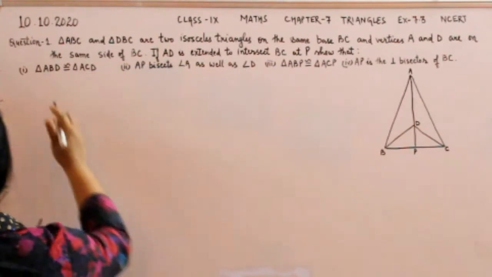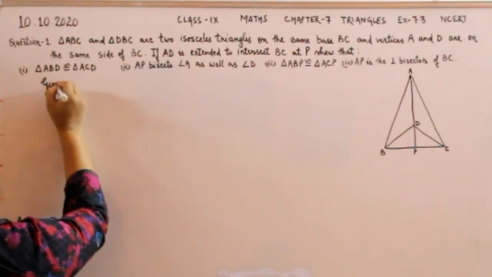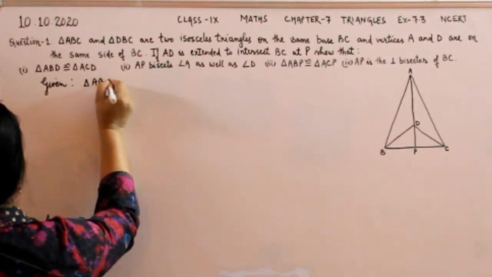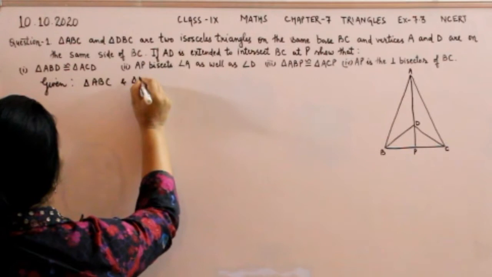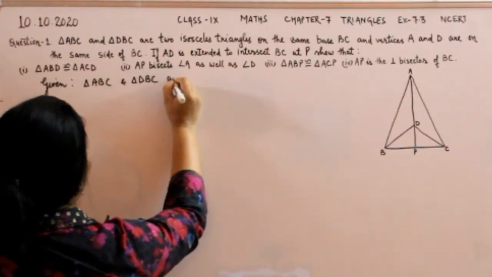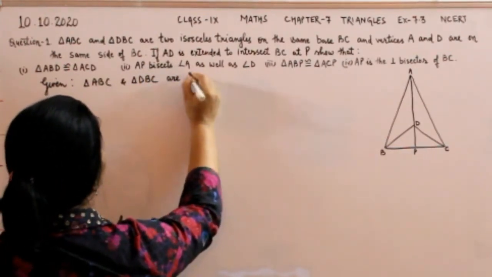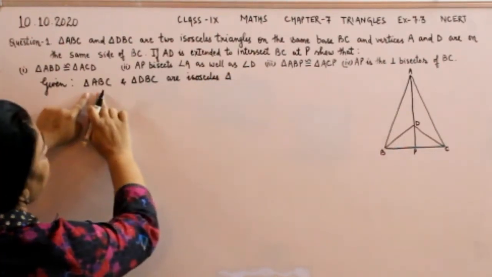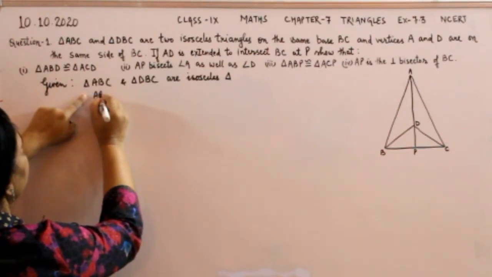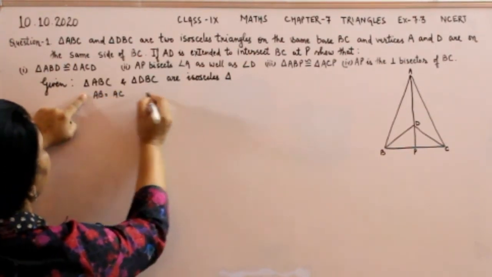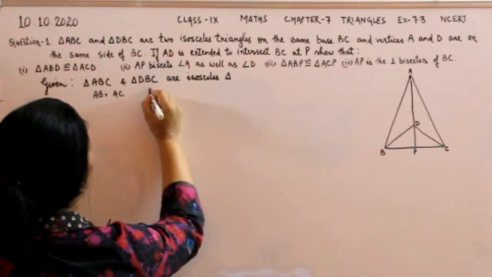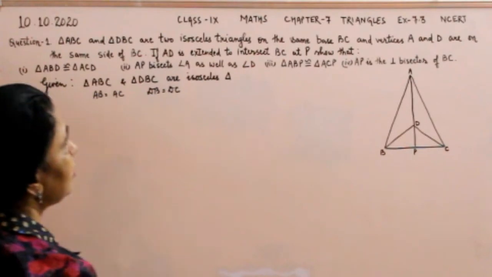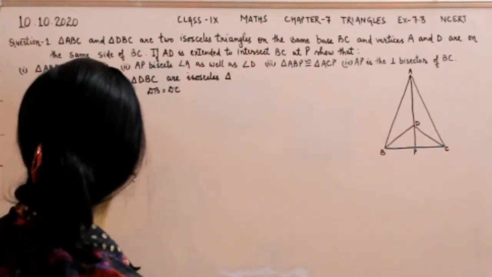So first of all, we will write what is given to us. Okay, so what is given? Triangle ABC and triangle DBC are isosceles triangles. ABC is isosceles, means AB is equal to AC, and DBC is isosceles, means DB is equal to BC. These two things are given to us.